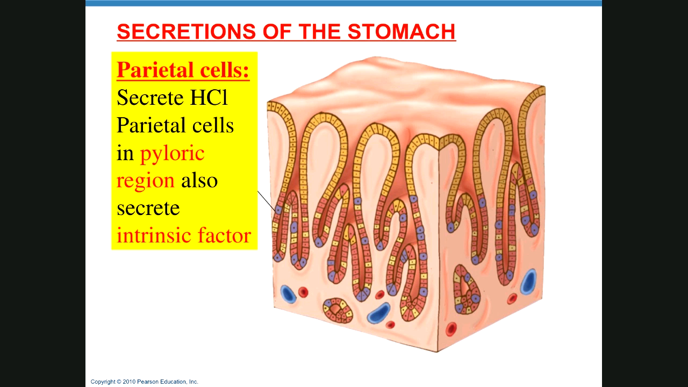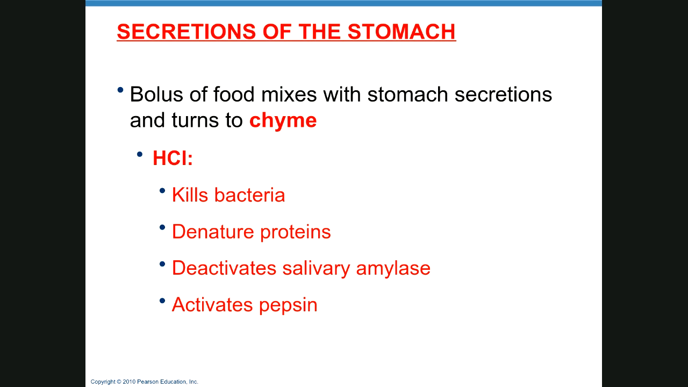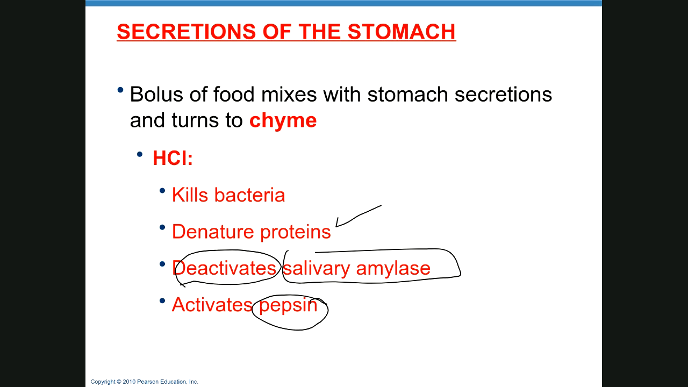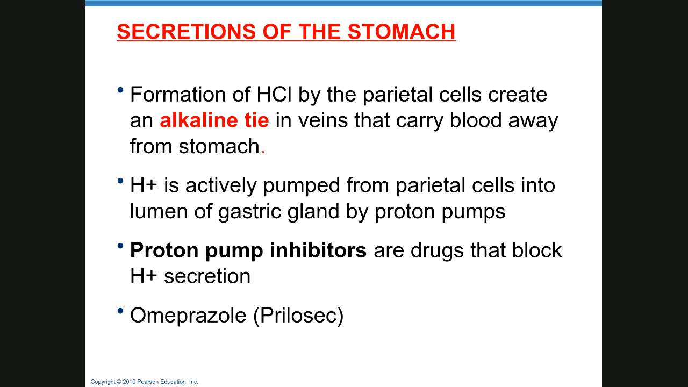All right, so parietal cells secrete hydrochloric acid and intrinsic factor. Hydrochloric acid has many functions. It's going to kill any bacteria that is coming with the food. It is involved in the digestion of proteins. It is first going to denature the proteins. It's going to deactivate the salivary amylase that has been digesting the carbohydrates in the mouth. It's going to activate another enzyme called pepsin. We'll show how that happens here in just a second.